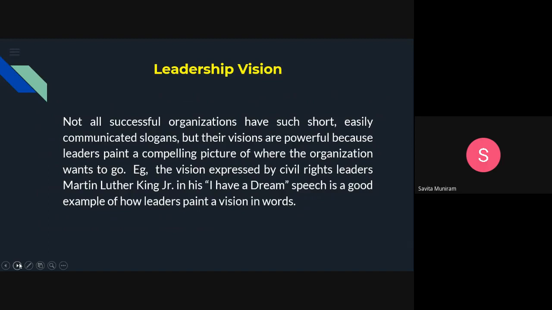All right. Not all successful organizations have such short, easily communicated slogans. Their visions are powerful because leaders paint a compelling picture of where the organization is going. Example, the vision expressed by civil rights leader Martin Luther King in his I Have a Dream speech is a good example of how leaders paint a vision in this world. Next slide.